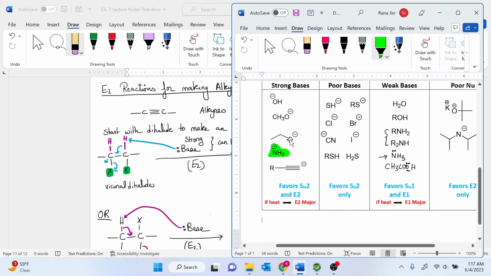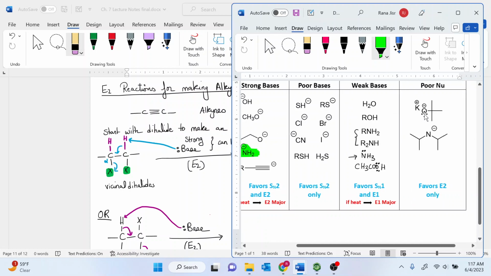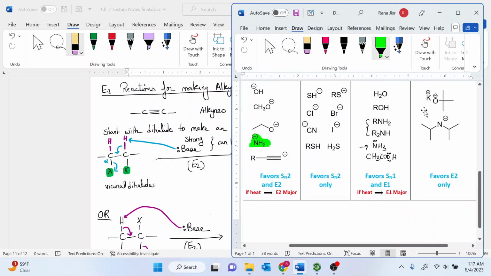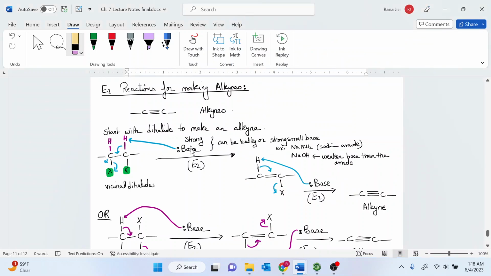The nitrogen is less electronegative than the oxygen, so the nitrogen is going to be more basic than the oxygen. With these types of reactions, we don't use oxygen bases unless we want to use a bulky base, then we can go ahead and do that. You can use either a bulky base like LDA or potassium tertiary butoxide, or you can use the amide in this case. And the idea here, you're performing the elimination twice.